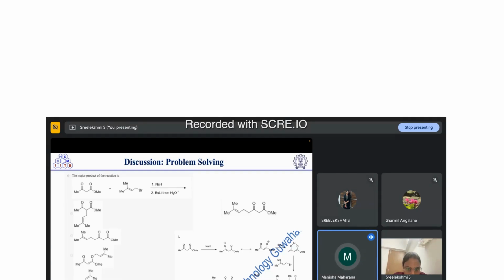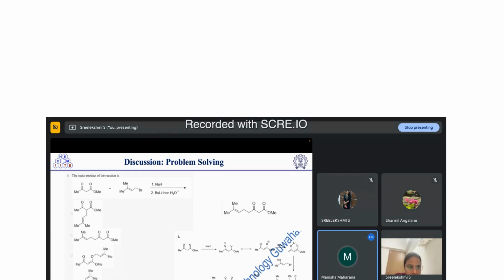I have a doubt. In sodium hydride, hydride minus can attack. But H minus, after abstracting the methylene hydrogen atom, can also resonate with the ester group and also the keto group. Yeah, this one, right? These two.